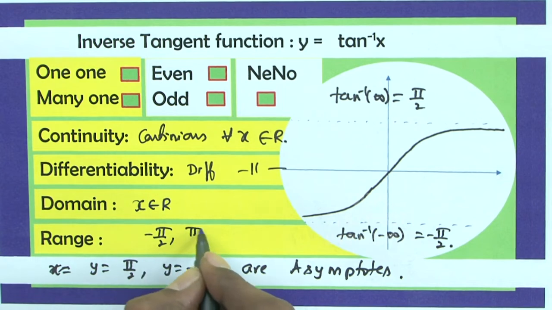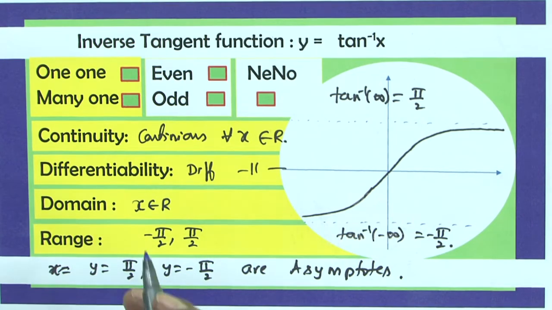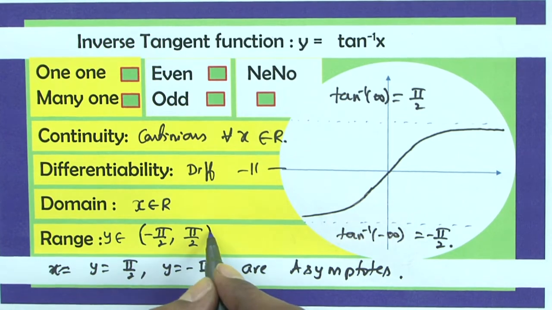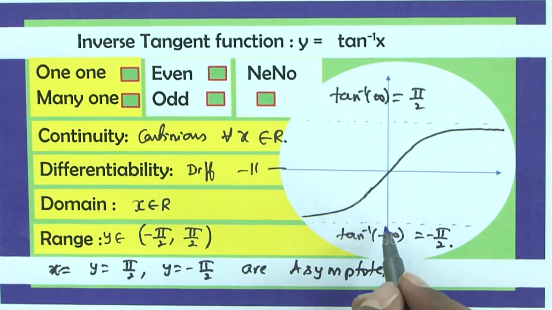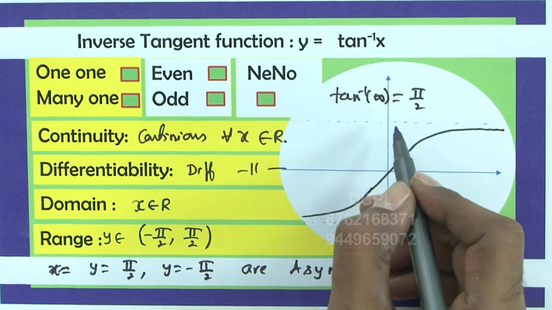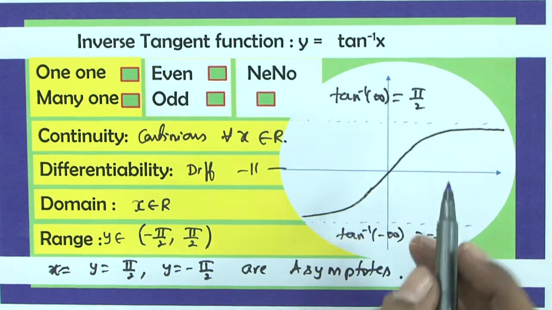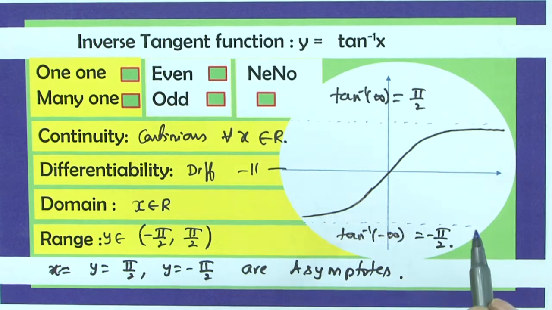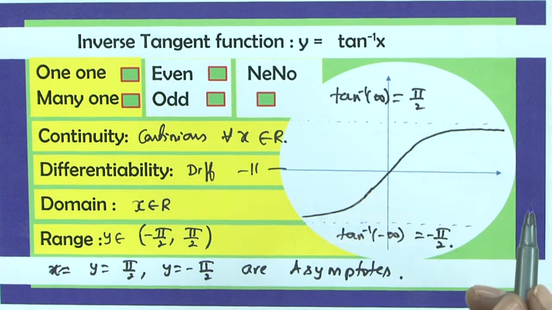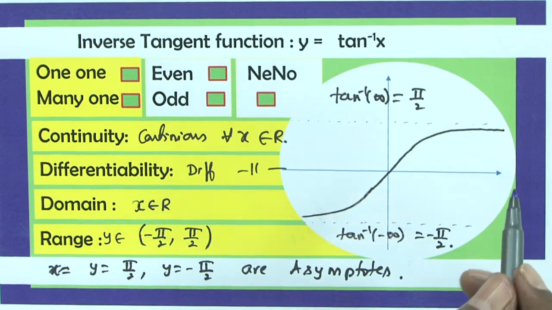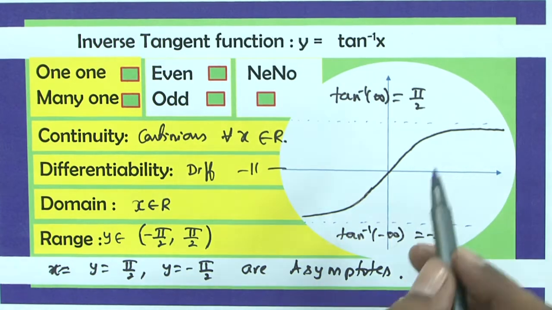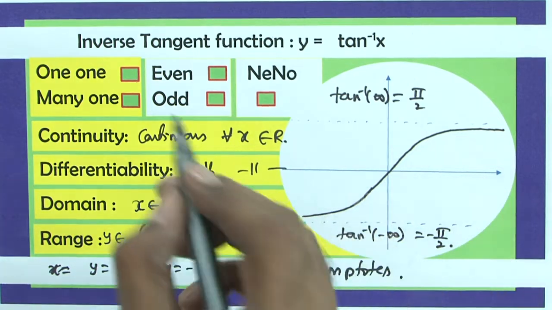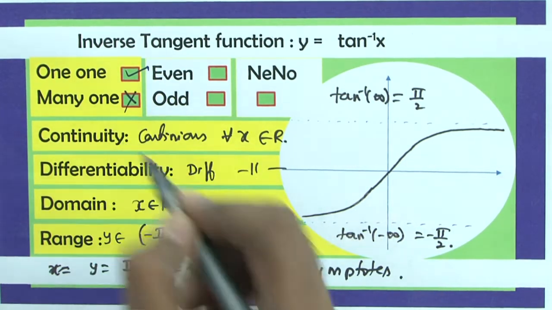The question arises whether I should write open bracket or close bracket. So, y belongs to open bracket minus pi by 2 to open bracket plus pi by 2. The reason is it ranges from minus pi by 2 to plus pi by 2, excluding those two values, because y is equal to pi by 2 and y is equal to minus pi by 2 are asymptotes. Asymptotes are those lines which meet the graph at infinity, right? However, if you look at the graph, if I draw a line parallel to x-axis, that line meets the graph at only one point. Therefore, it is 1-1 and not many-1.